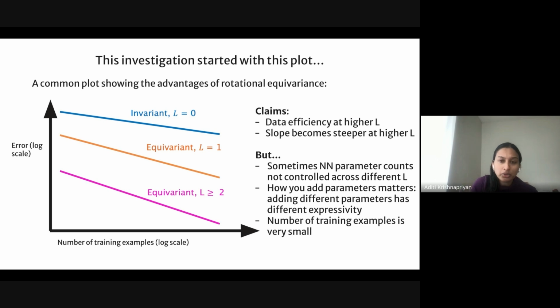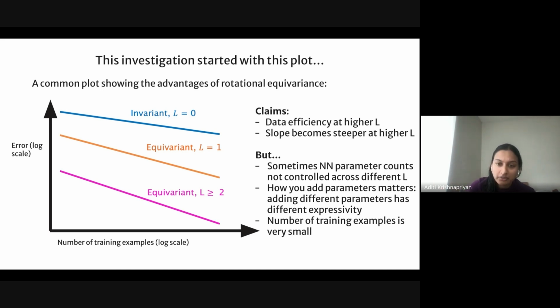But when you take a closer look at this, we noticed that there were a lot of things that actually weren't accounted for and not really looked at closely in some ways. So one thing is that sometimes the neural network parameter counts are not controlled for. And so going to higher order L, or going from L equals 0 to 1 and so on, actually adds a lot more parameters. And that's one potential confounding factor here.